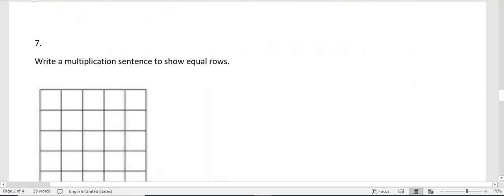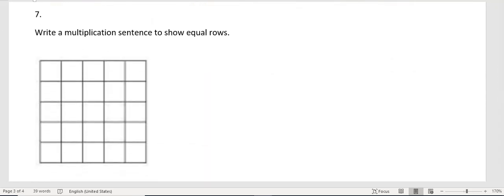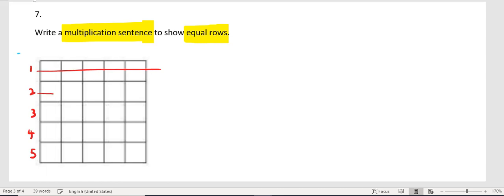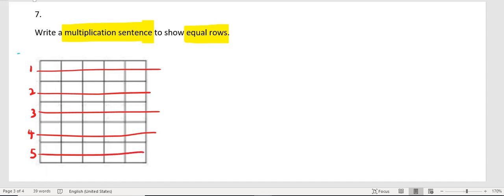Question number 7. It says, write a multiplication sentence to show equal rows. Very easy. In this image, all we need to do is count the number of rows. 1, 2, 3, 4, 5. There are 5 rows shown in red.